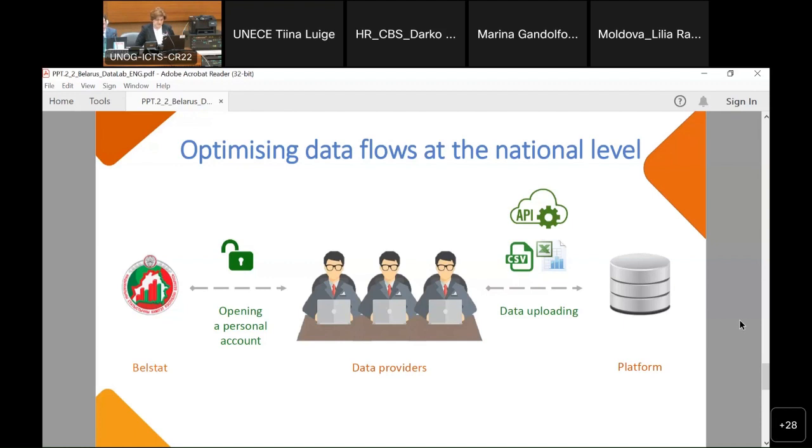So thank you very much. This is a high-quality tool ensuring compatibility and in particular international compatibility of data. Thank you.